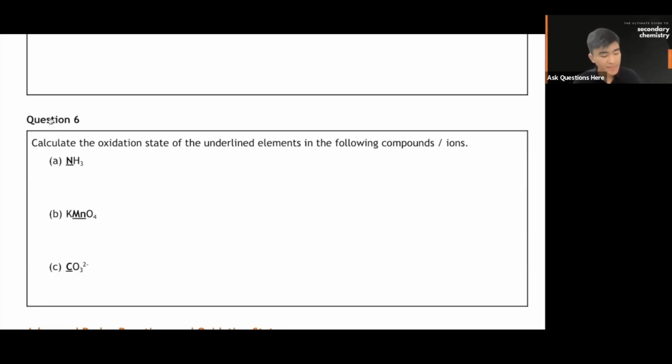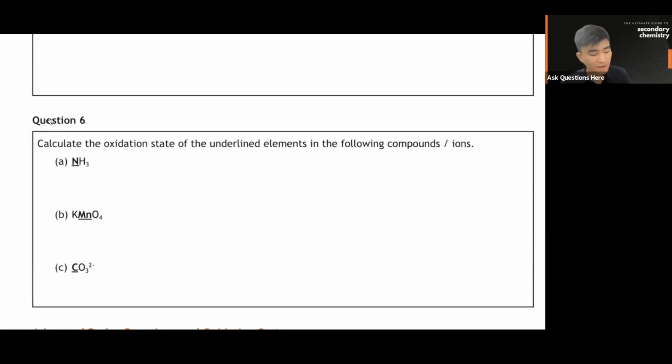Okay, let's look at question number 6, part A first. We are asked to calculate the oxidation state of the underlying elements in the following compounds or ions. Now, sometimes when we look at some questions like this, it is quite easy for us to be tricked, because a lot of us have this muscle memory of, oh, this should actually be +2, or is it +2? I think last time I did this question, it was +2.